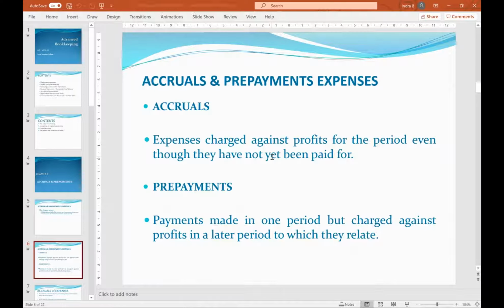Whenever we pay these expenses, we charge through the cash book: expense account debit, cash or bank account credit. But what about the expenses which were due to be paid but have not been paid? Some expenses are paid later. You do not pay in time.